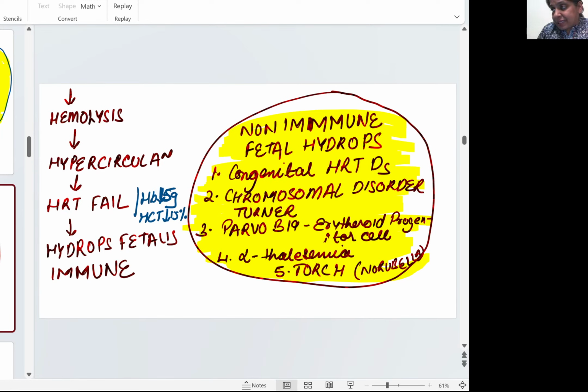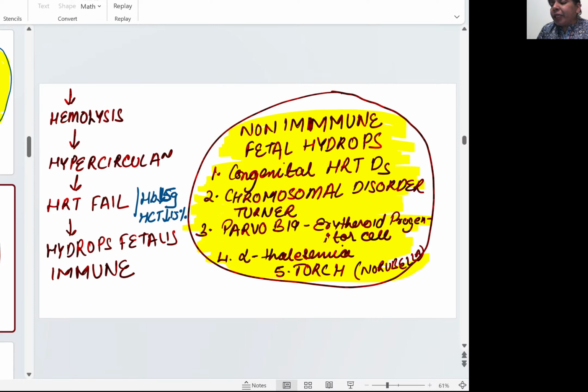Congenital heart diseases, if the baby has congenital heart diseases. Number two is chromosomal disorder, especially Turner. Number three reason is parvovirus B19. Why does parvovirus B19 cause fetal hydrops? Because parvovirus B19 affects erythroid progenitor cells.